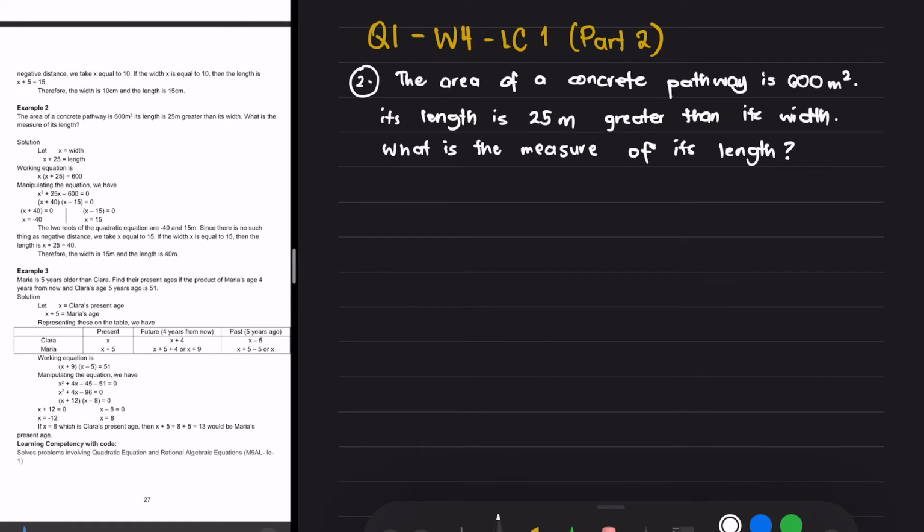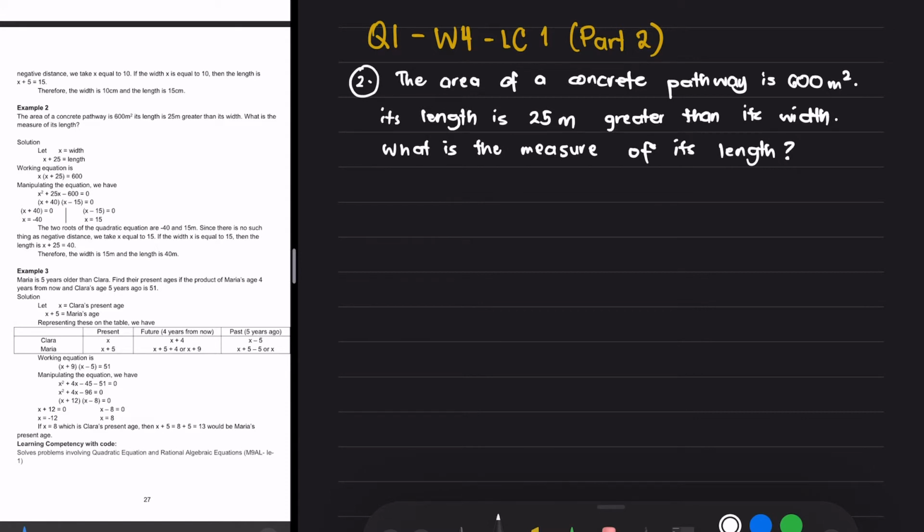Now, let us continue quarter 1, week 4, LC1. So, this is now part 2 of our discussion regarding problem solving involving quadratic equation. Here, kinuha ko ulit yung example sa number 2 ng last.